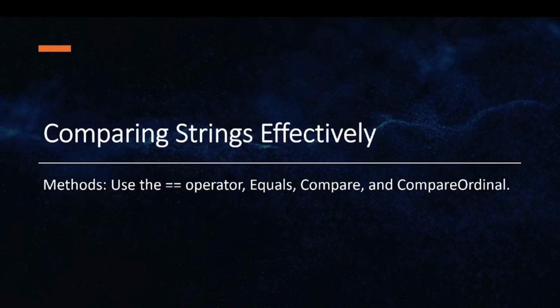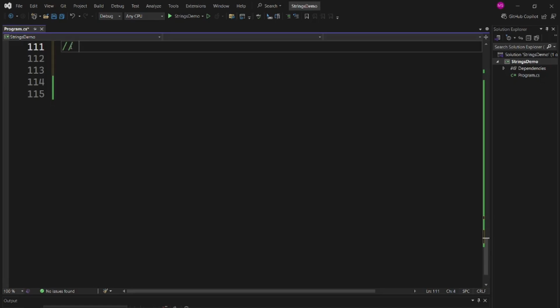When we are working with strings in C#, comparing them accurately is essential. And we have several methods to choose from. We have the equal to operator, Equals method, Compare method and CompareOrdinal method. Let's see them one by one. Let's start with the equal to operator. This is the simplest way to compare two strings. It checks whether the strings are exactly the same, including case sensitivity. Let's see with an example.